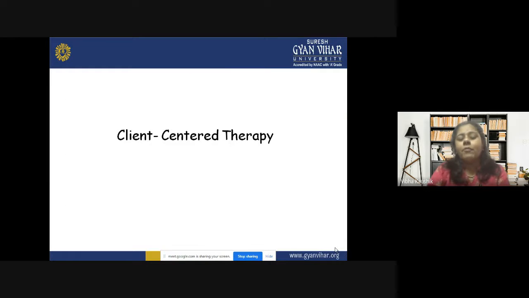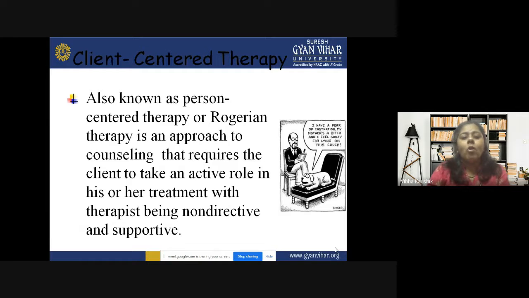Now, the next therapy that we are going to discuss is client centered therapy. Client centered therapy, also known as person centered therapy or Rogerian therapy, is an approach to counseling that requires the client to take an active role in his or her treatment, with the therapist being non directive and supportive.